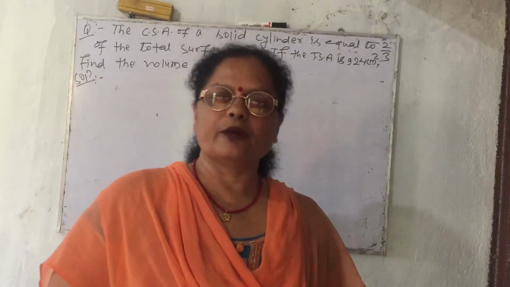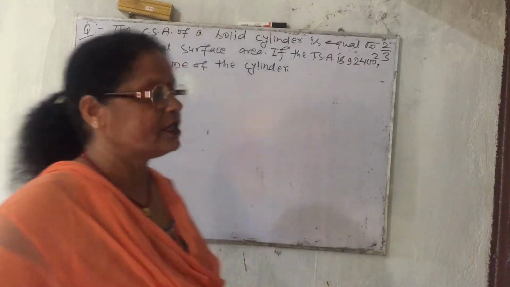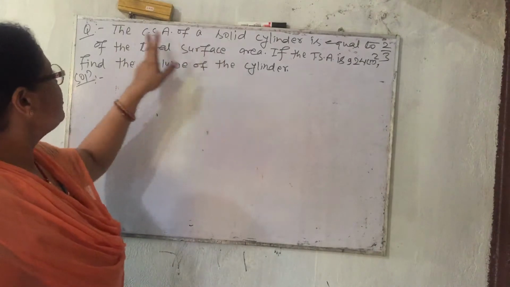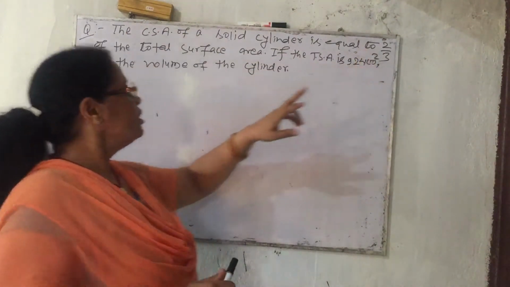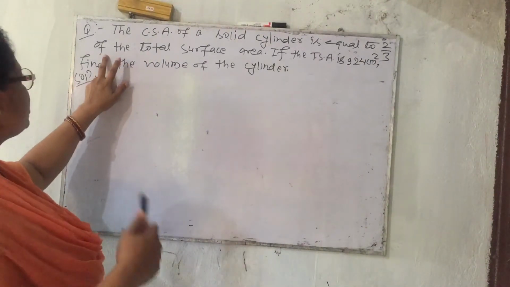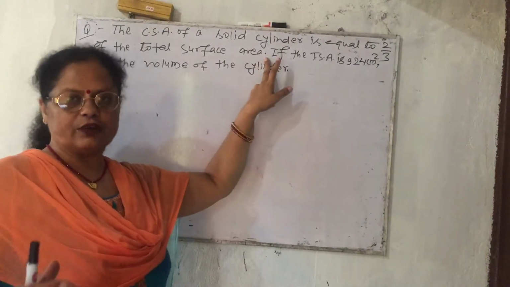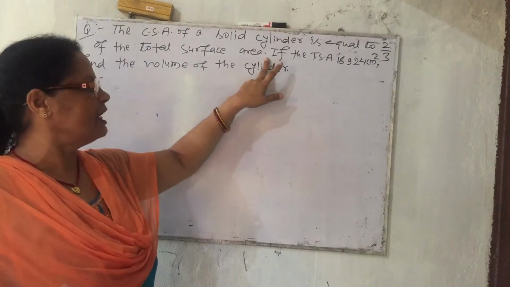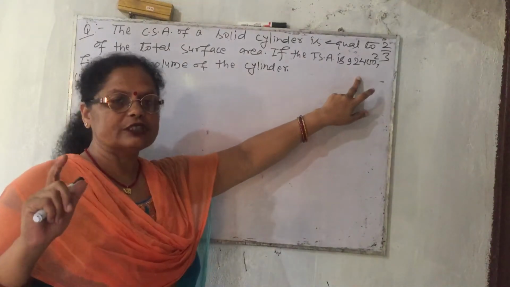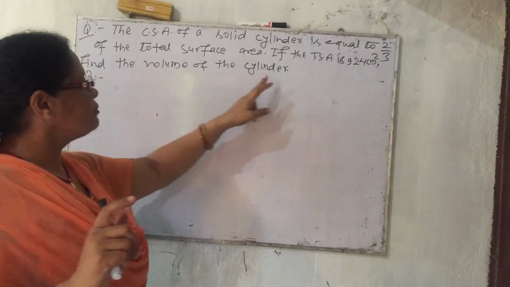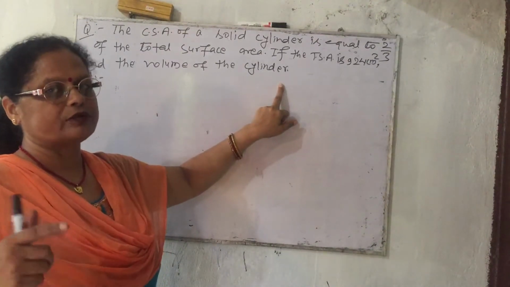Today I have taken a problem from cylinder and this question is very important. Let's see the question. The curved surface area of a solid cylinder is equal to 2/3 of the total surface area, and if the total surface area is 924 cm square, then we have to find out its volume. We have to find out the volume of the cylinder.